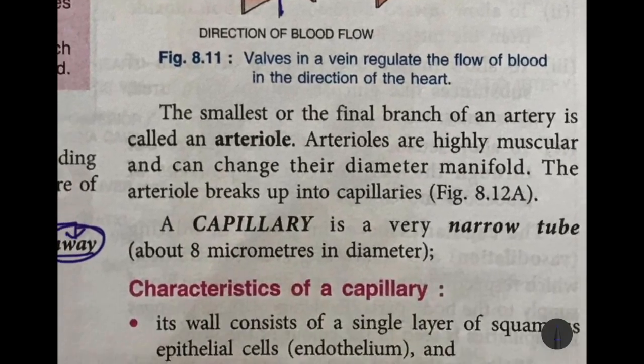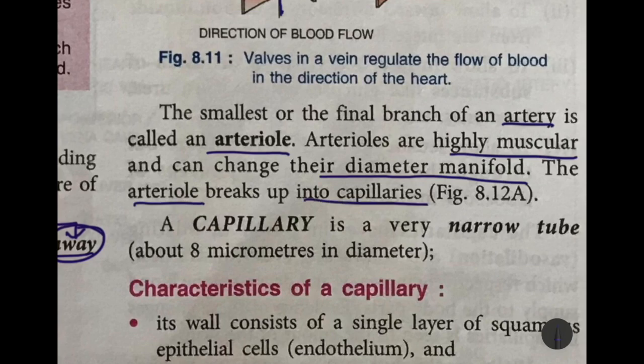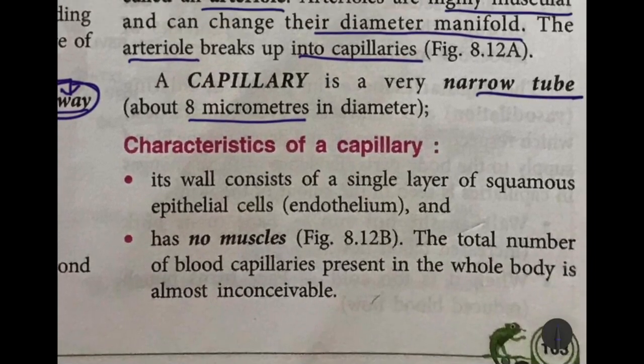Now the smallest or the final branch of an artery is known as an arteriole. Arterioles are highly muscular. They have muscular walls and they can change their diameter manifold, which means their diameter can be made very small. Okay, and finally the arteriole breaks up into capillaries. Now a capillary is a very narrow tube, about 8 micrometers in diameter. It is that thin. So when we talk about a capillary, we're talking about the smallest part of the blood vessel.